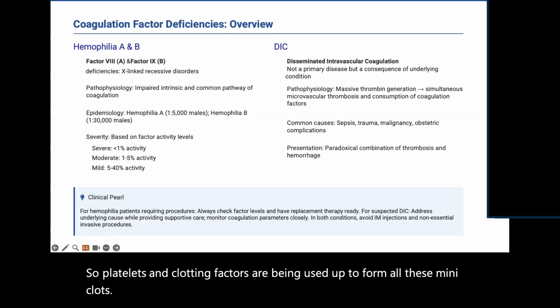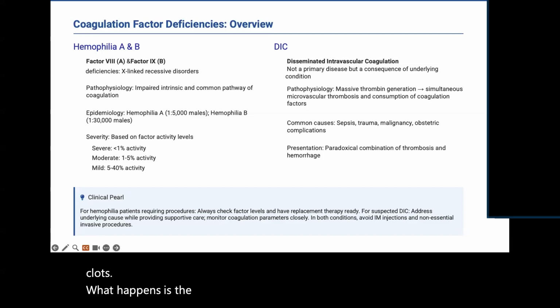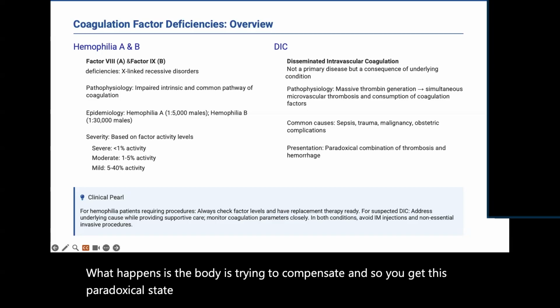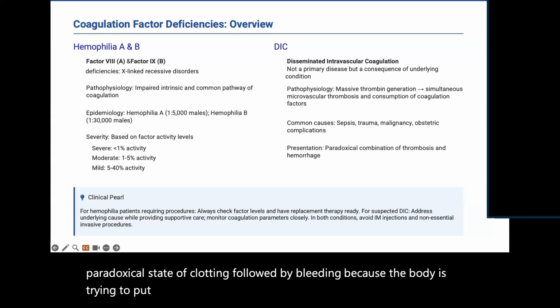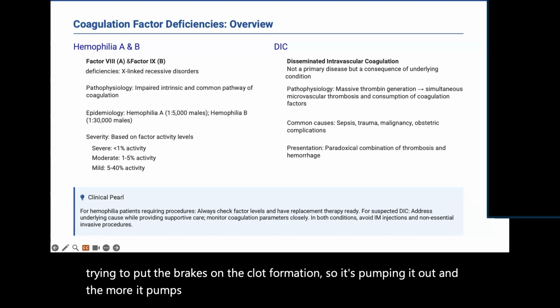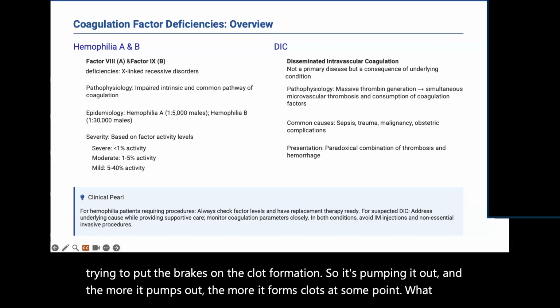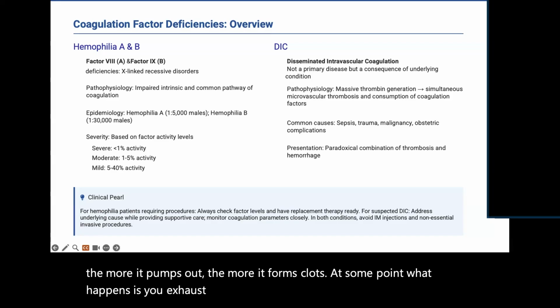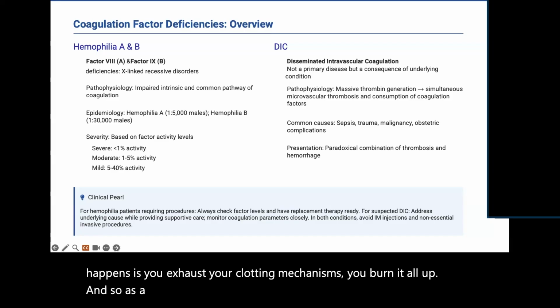So platelets and clotting factors are being used up to form all these mini clots. Well, what happens is the body is trying to compensate, and so you get this paradoxical state of clotting followed by bleeding, because the body is trying to put the brakes on the clot formation, so it's pumping it out. And the more it pumps out, the more it forms clots. At some point, you exhaust your clotting mechanisms. You burn it all up. And so as a result, if you don't have clotting mechanisms, then you can start to bleed.